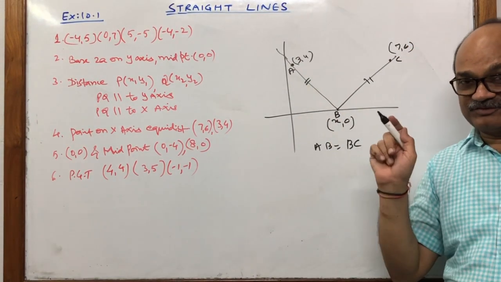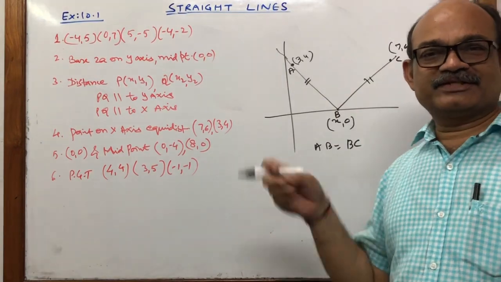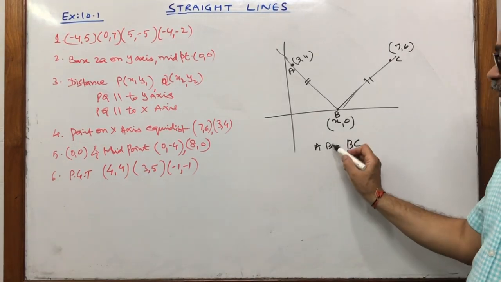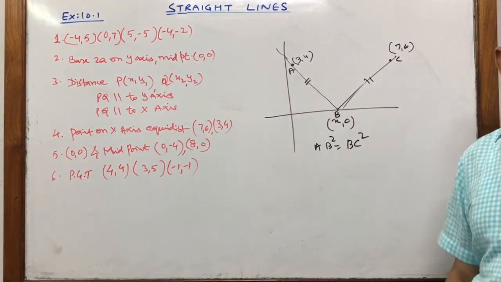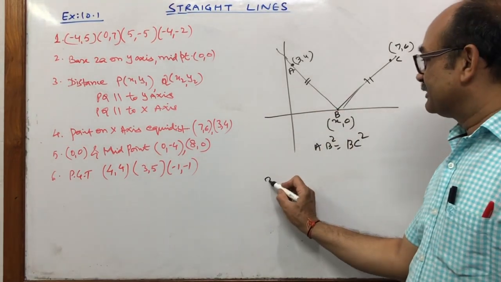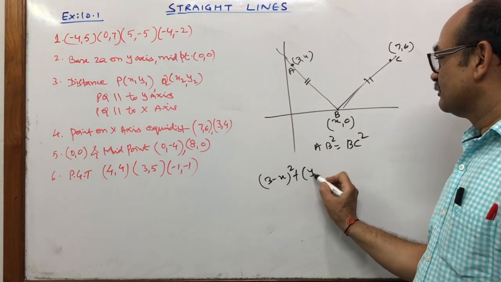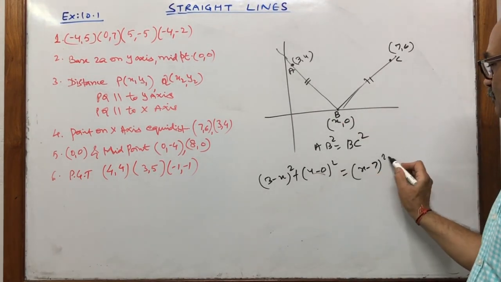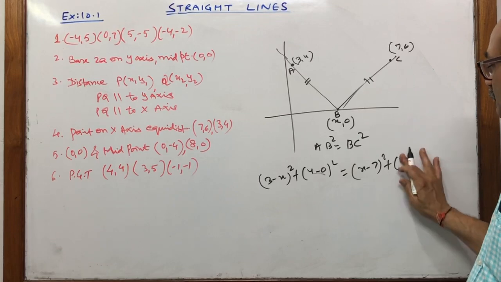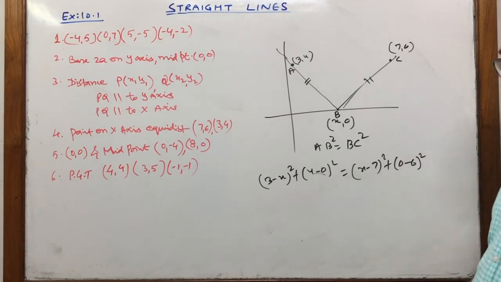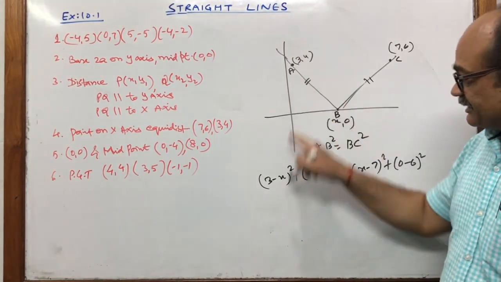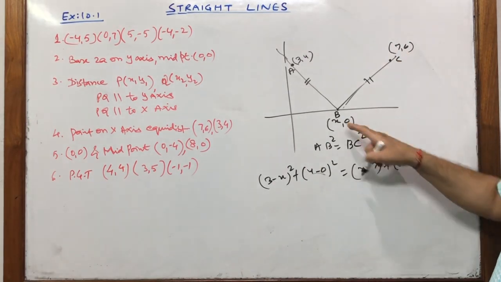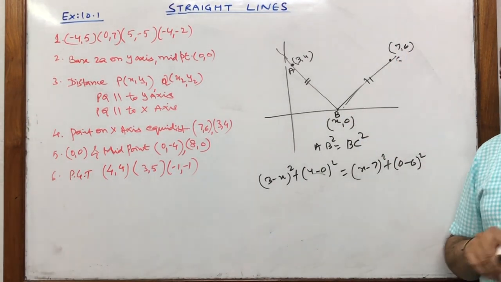Not midpoint. Don't confuse. In 10th class many students get confused. They think that this is the midpoint. No. Equidistance means these two distances are the same. Now you know AB same, BC same means AB square equals BC square. And the distance formula: 3 minus x the whole square, 4 minus 0 the whole square, for BC x minus 7 the whole square and 0 minus 6 the whole square. Check it again. x minus 3 the whole square or 3 minus x the whole square, 4 minus 0 the whole square, 7 minus x or x minus 7 the whole square and 0 minus 6 the whole square. Simplify and get the answer.